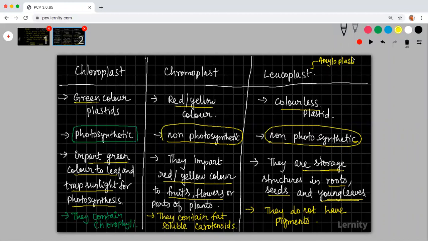Amyloplast is a type of leucoplast. Then you have something called an elioplast. So these are all types of leucoplasts. Okay, so what will they do? This amyloplast will store starch. Okay, and there is one more type which is called aleuroplast.